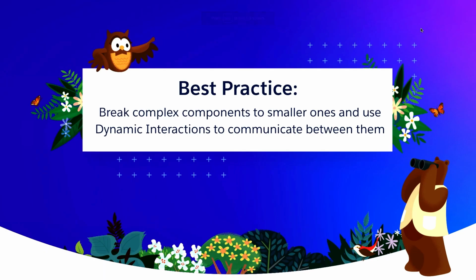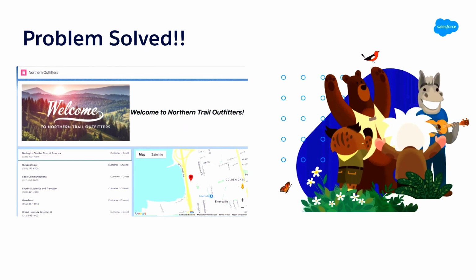Definitely, Nate. So the best practice, the final one for today, is to break your complex components into smaller components and use dynamic interactions to communicate between them. You no longer need to build bloated and large components with complex logic and communication built inside them. You can break them up into smaller reusable components, which are easy for the admins to understand, as well as for them to solve multiple use cases with the same components. Cool. So problem solved. And again, that feature was dynamic interactions. That's available now. It came out in the Winter '22 release.